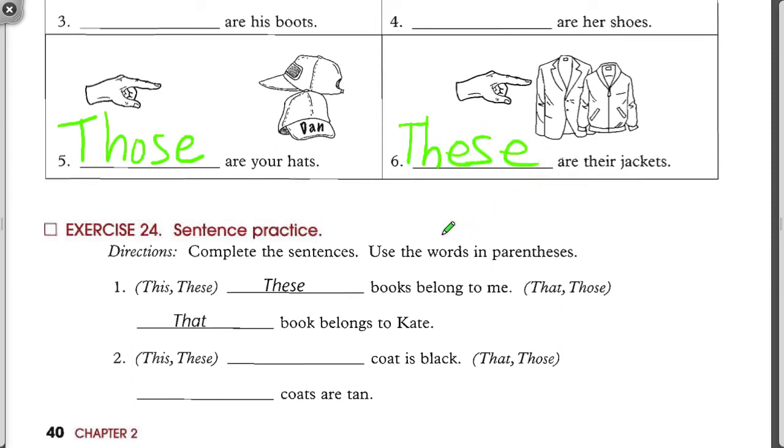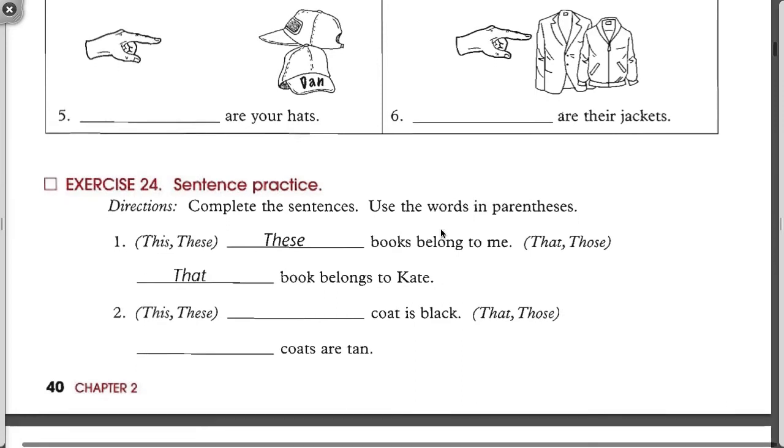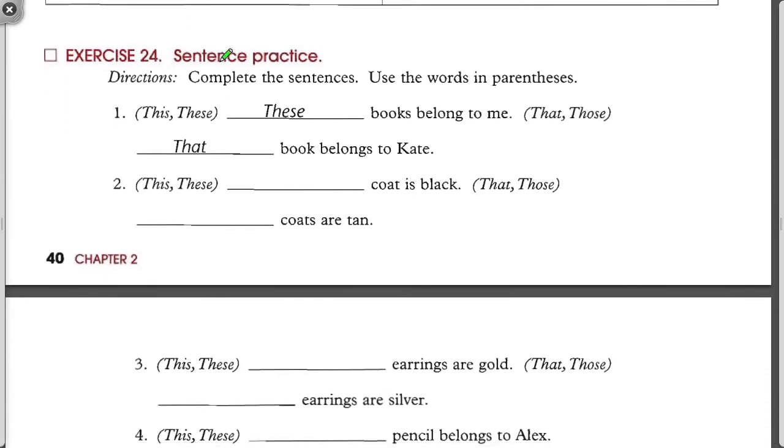These are their jackets. Let's keep going to exercise 24. Sentence practice. Use the words in the parentheses. This is a big word that you might see often. Parentheses. These are parentheses, so we will use these words to complete these sentences with this, that, these, or those.